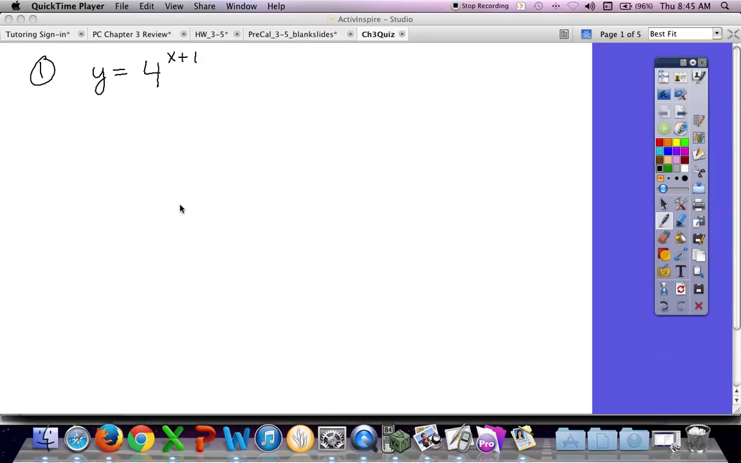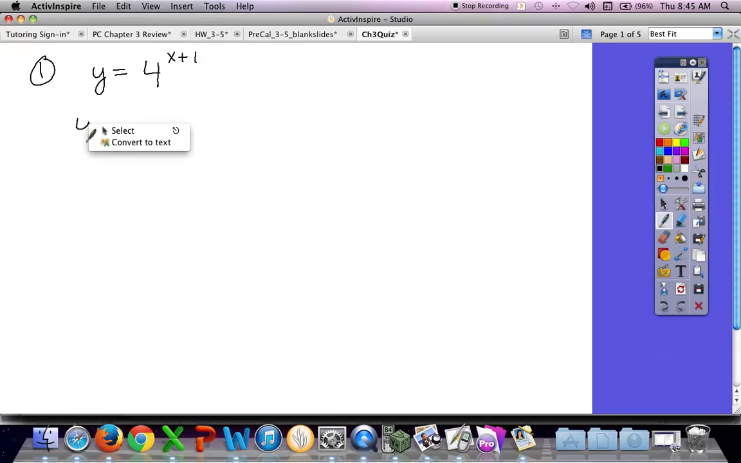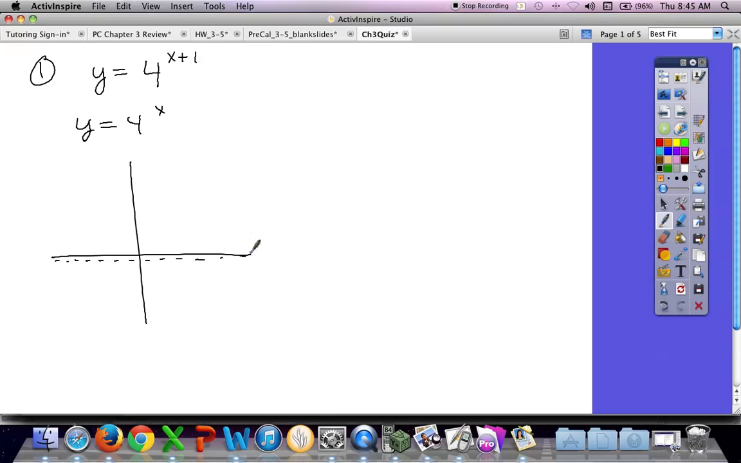In this case, it's exponential growth, right, because of the 4. And we would expect that if it was y equals 4 to the x, then we would have a graph that had an asymptote here, it had a y-intercept at 1, and it had a shape which was something like that.